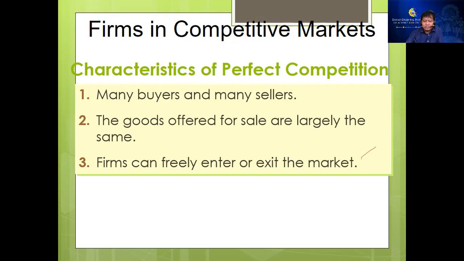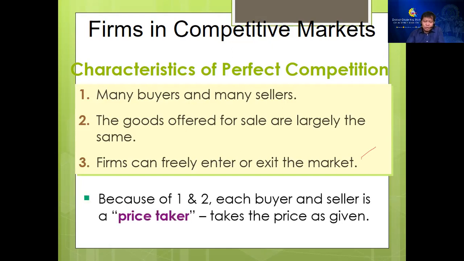This is the major characteristic of the competitive firm, compared to monopoly and oligopoly. We discussed that previously, a long time ago. But then, because of characteristics 1 and 2, each buyer and seller is a price taker. A price taker takes the price as given.